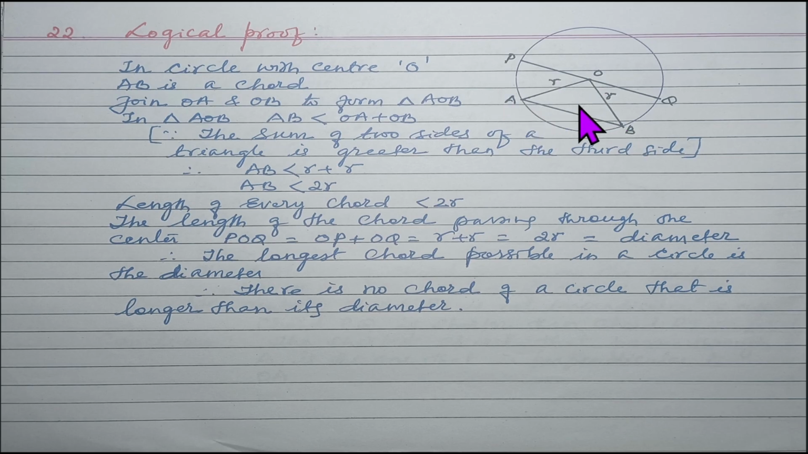Now if I start increasing the length of the chord AB slowly and reach the diameter, now we have the chord PQ here, and the length of the chord PQ is OP plus OQ. OP is the radius R, OQ is also the radius. Therefore the length of the chord PQ is equal to 2R, and that is nothing but the diameter. So PQ is the longest chord and PQ is also the diameter, and the length is 2R.